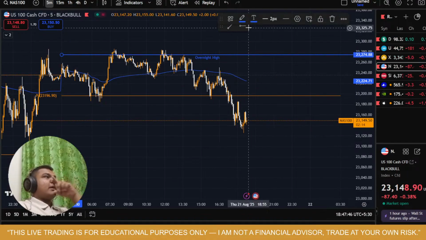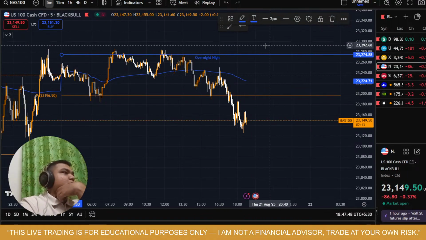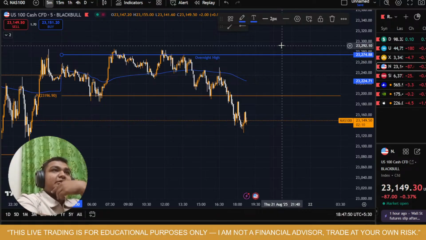This is actually not my TradingView access, so according to my TradingView we are having some different charts and different everything.